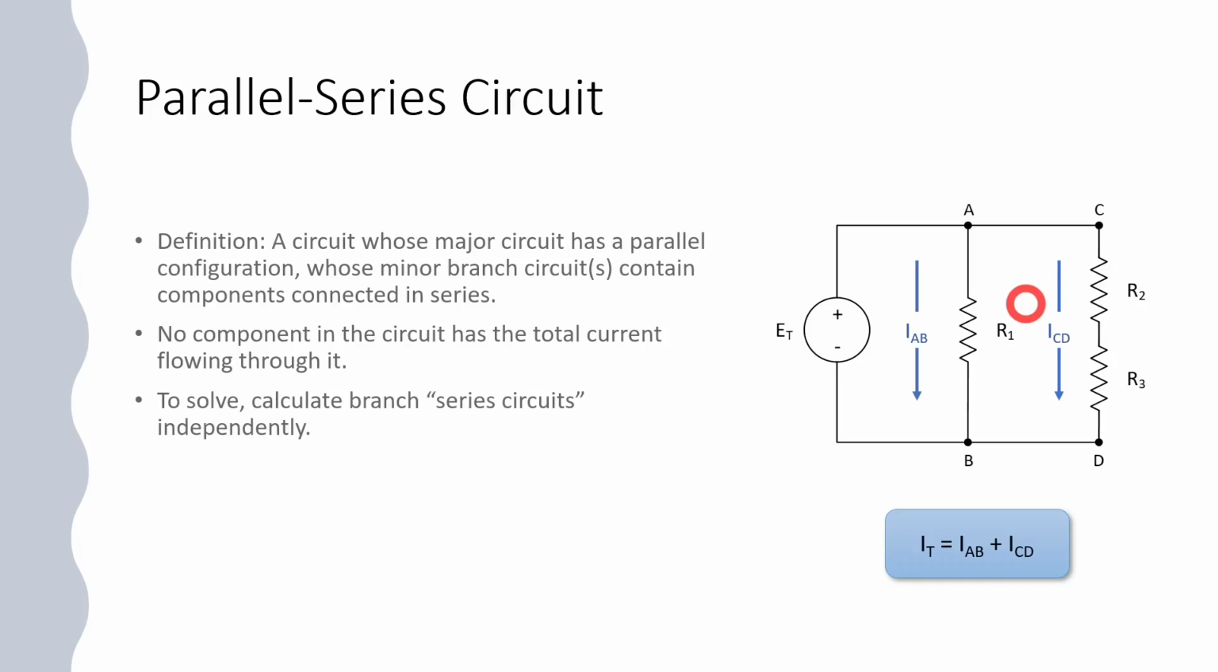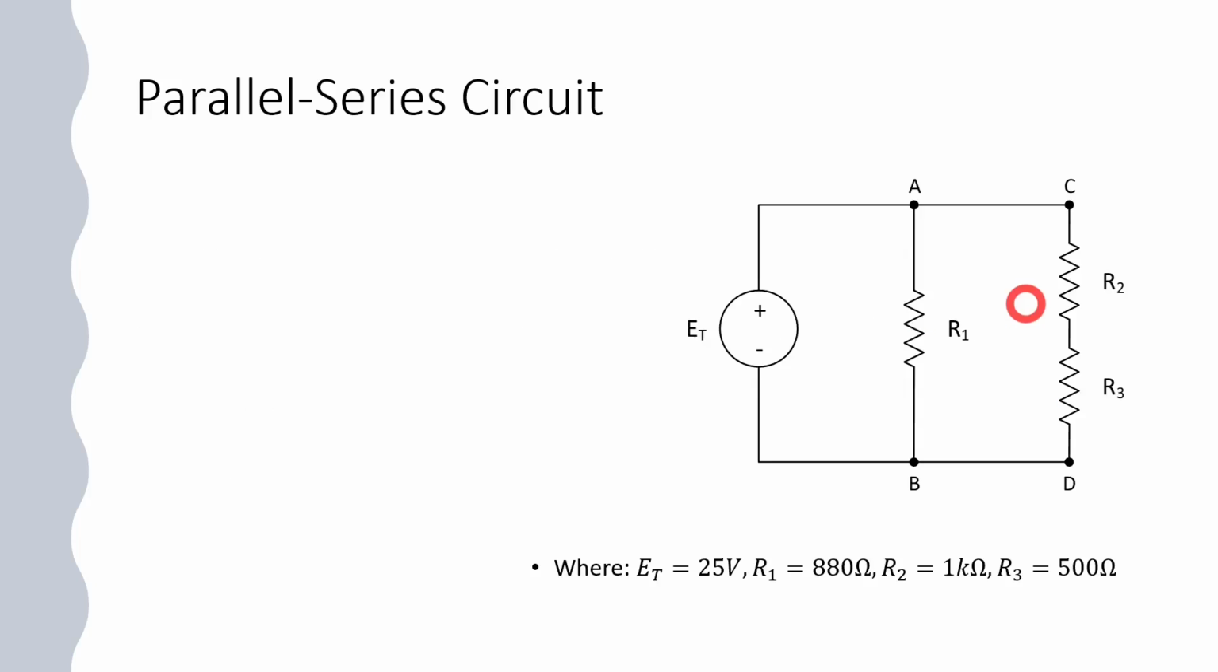Now to solve this, we are going to break it down into two individual series circuits. Then we're going to treat those individual series circuits as if they're in parallel, because they are actually in parallel with one another. And then we're going to solve all those branch configurations from our total. We're going to walk through an example here. Here is a parallel series circuit, and I have a given of 25 volts, 880 ohms for R1, 1K for R2, and 500 ohms for R3. First, we want to solve for branch 2.